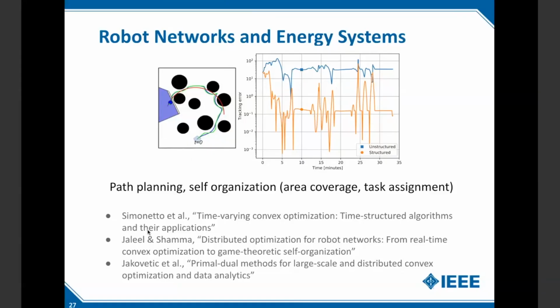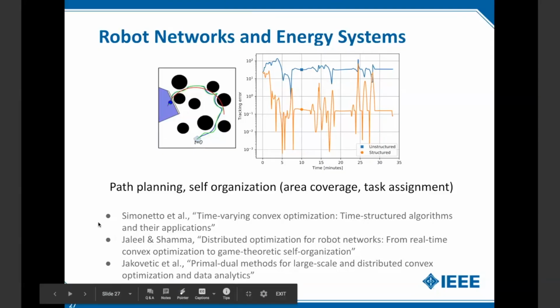Okay, and so if you're interested in more about robot networks, energy systems, or in general optimization problems subject to real-time constraints, I'd refer you to these three papers in the special issue by Simonetto et al., Jalil and Shama, and Jakovetic et al.